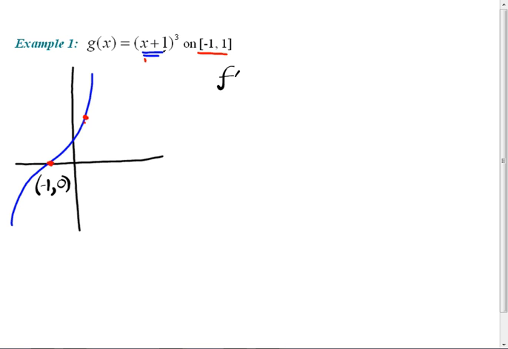So I'm going to do f of b. All I have to do is regular old slope. It's the average rate of change of the function. I said it wrong. It has to equal f prime of c.